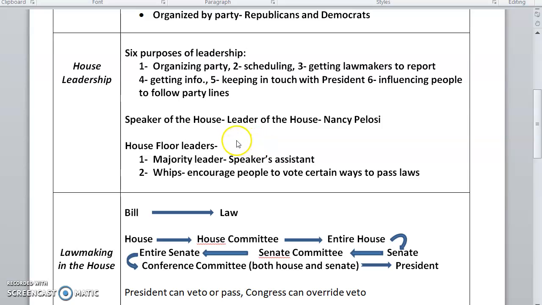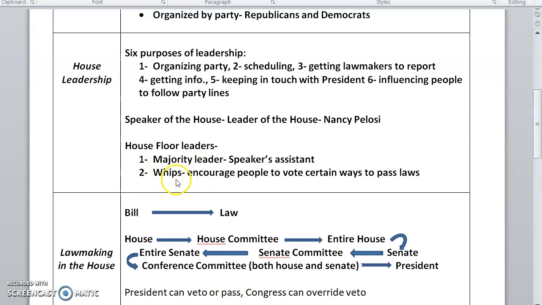Okay, there are people then that are underneath Nancy Pelosi, the Speaker of the House. There's a majority leader. This is like the second in command for the House of Representatives, and this person is there to help Nancy Pelosi out and help her get people on board and get bills passed and talk with the president, especially right now, because Nancy and President Trump do not get along and they do not speak much.